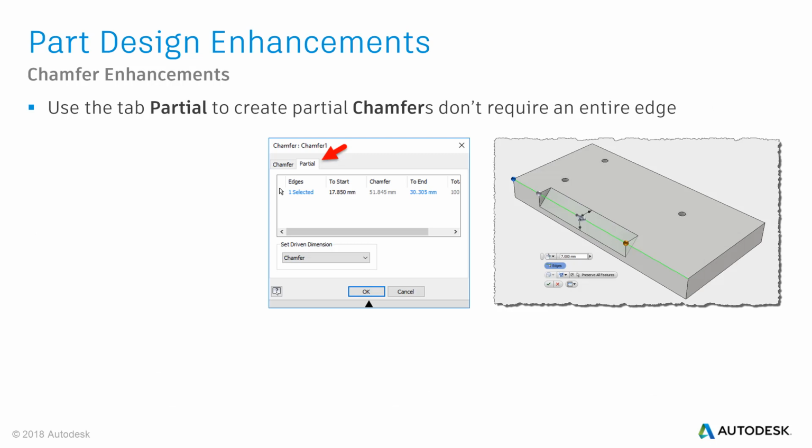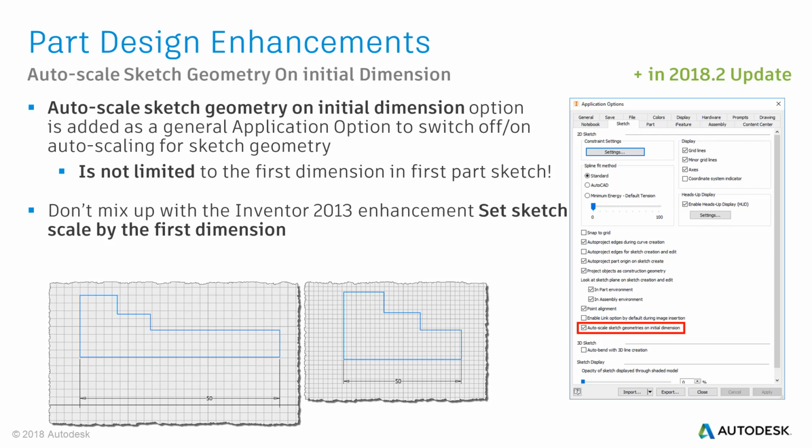You can now create a chamfer that does not require an entire edge. The new Partial tab is added to the Chamfer dialog box to support the creation of partial chamfers. The settings on the Partial tab allow you to terminate a chamfer at a specific distance along an edge. You create a partial chamfer by defining the location of end vertices along an existing chamfer edge, and the start vertex is created automatically.